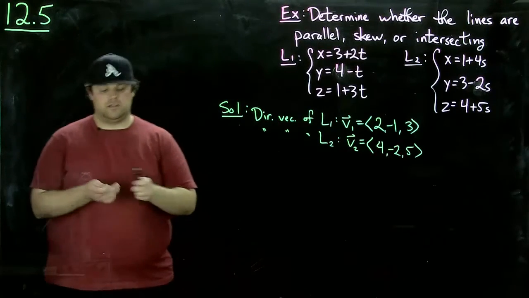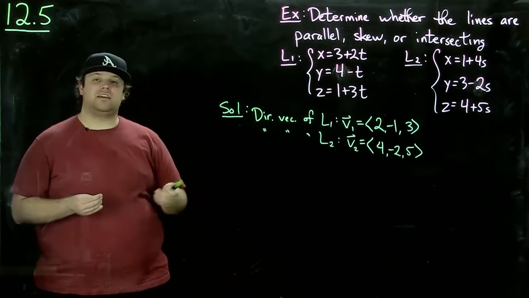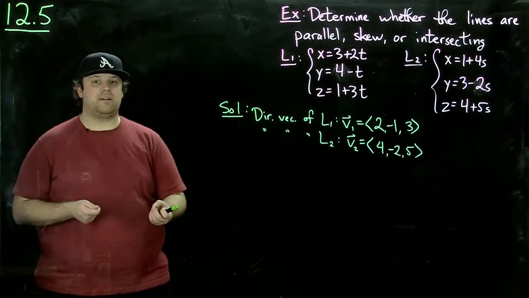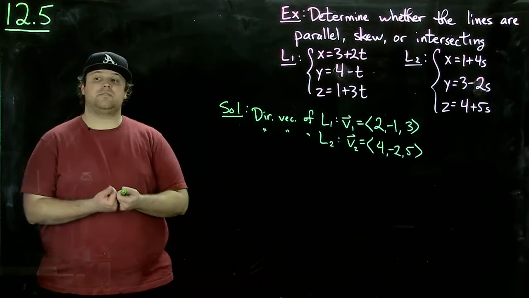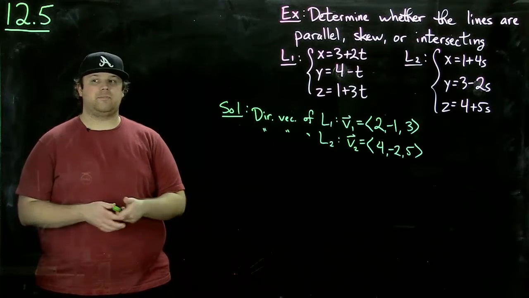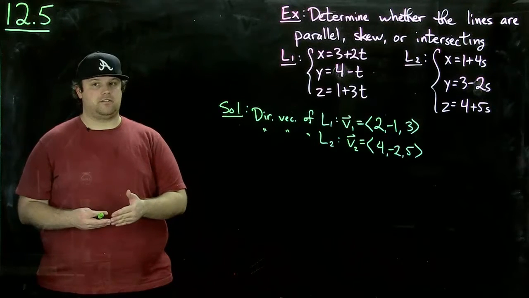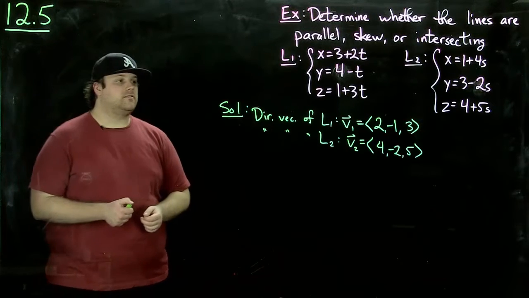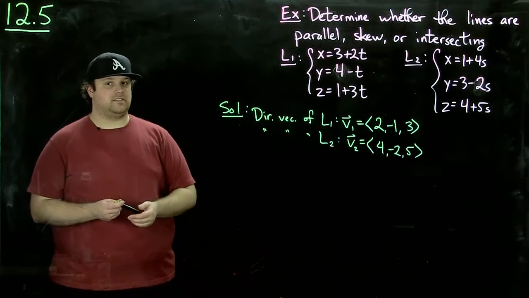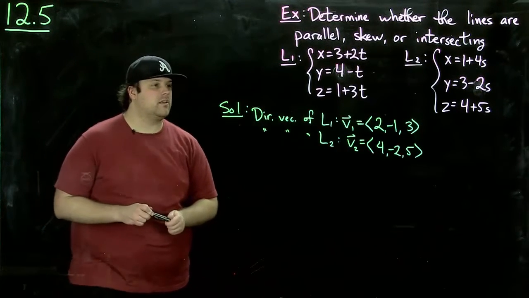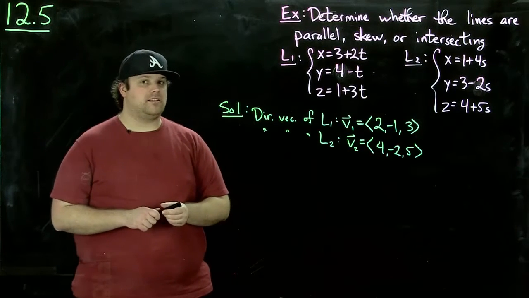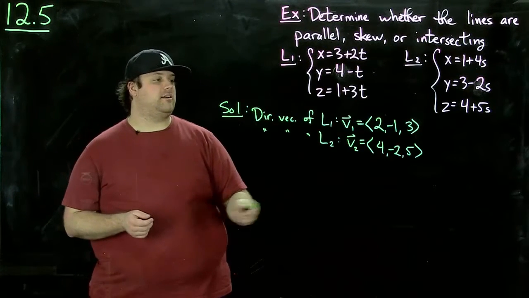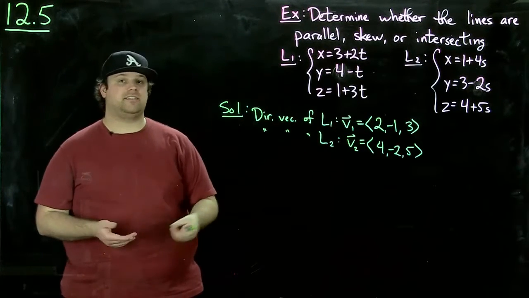So if the two lines have the same direction, meaning they're parallel, that means their direction vectors need to be parallel. We don't actually need the vectors to equal each other, but they do need to be parallel to each other. So, are these vectors parallel to each other? If they are parallel, that means we can multiply one of them by some constant and get the other one.